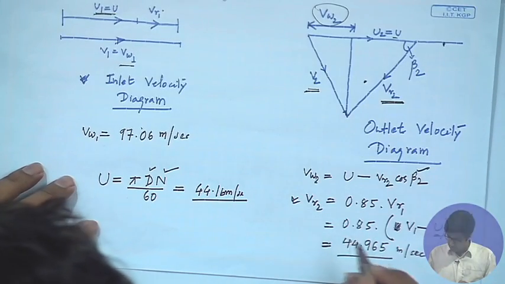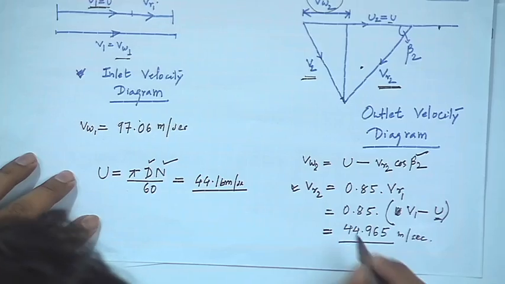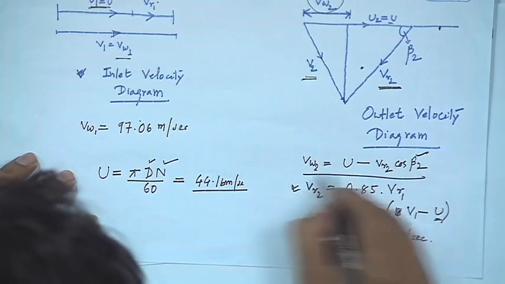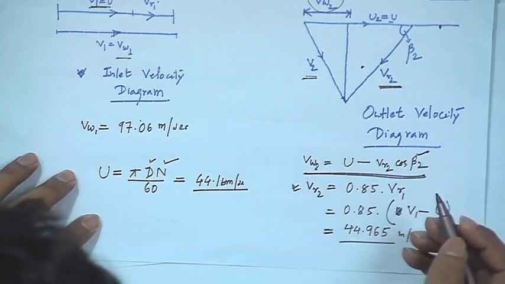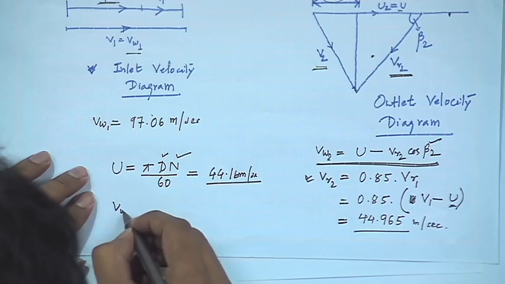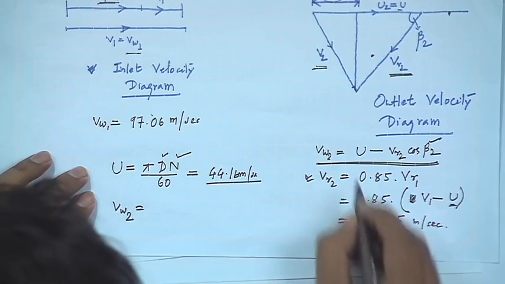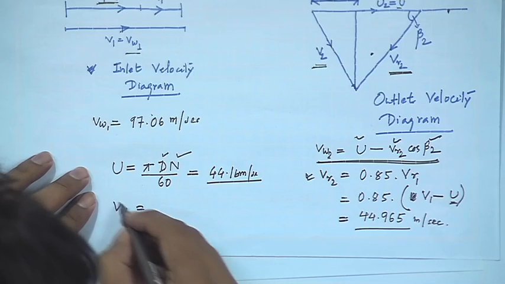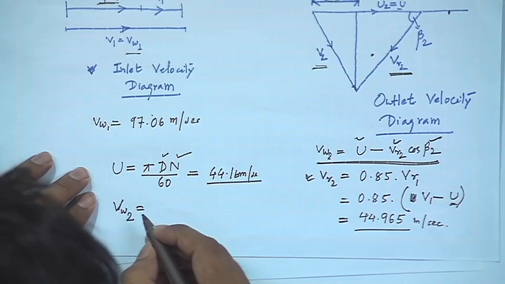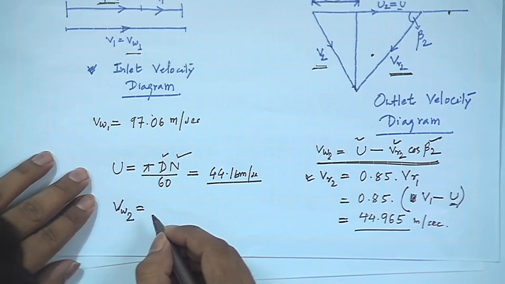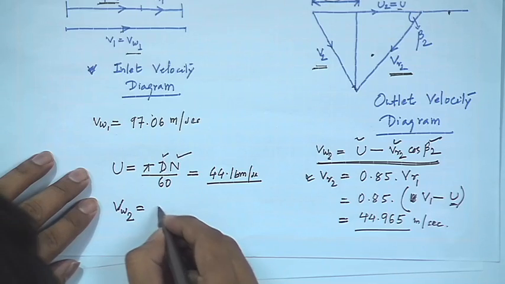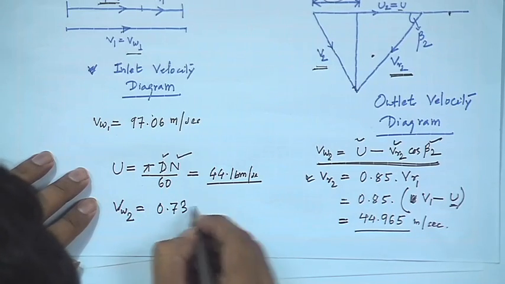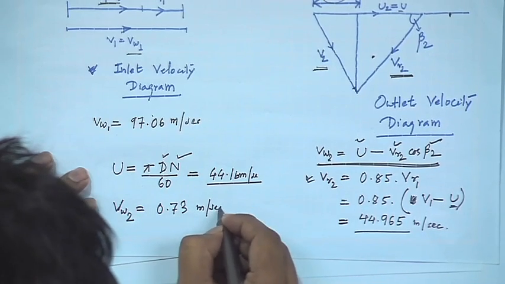After all, finally we have found out the relative velocity at the outlet. So, returning to this expression, we find out the velocity V w 2. We know u, we know V r 2, and this has been already given. So the value of the tangential velocity at the outlet is 0.73 meter per second.